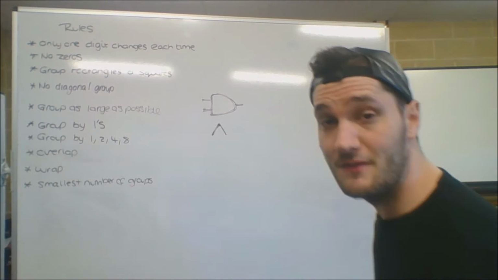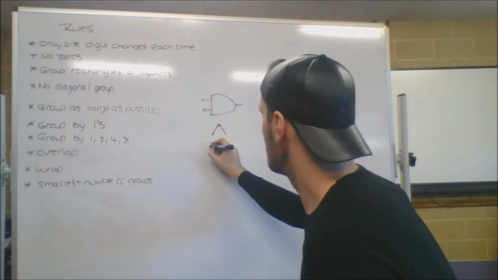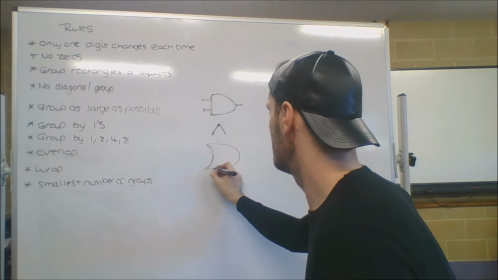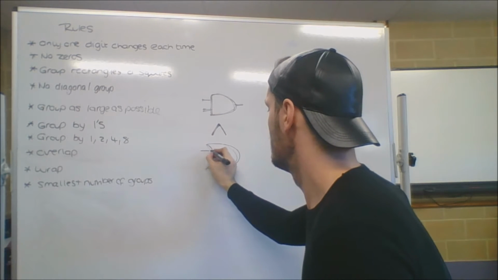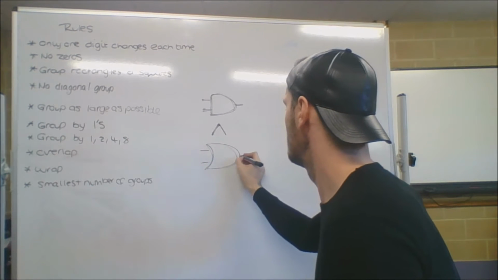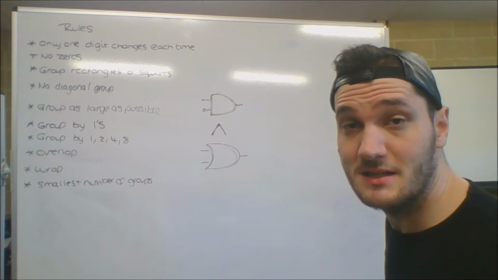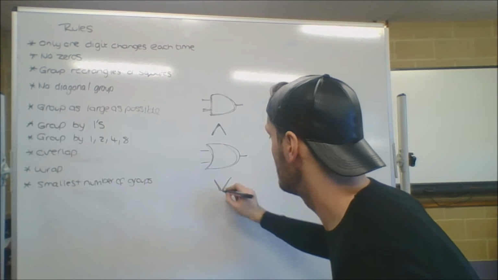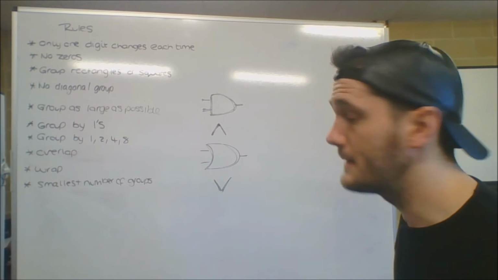Now the next one you have is an OR gate. So we draw that. And the OR gate is basically the opposite. So we go like that. So you've got the OR gate there.